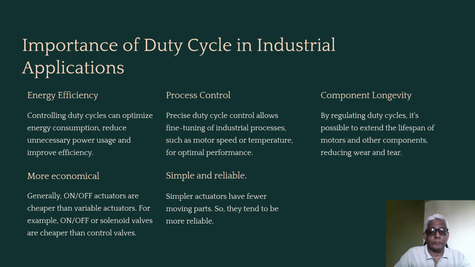process parameter. The second important thing is that these simple devices like on-off valves and solenoid valves are much more economical than control valves. And the third thing is, because they are simpler with fewer moving parts, they can last much longer. You have a more reliable system that lasts longer.